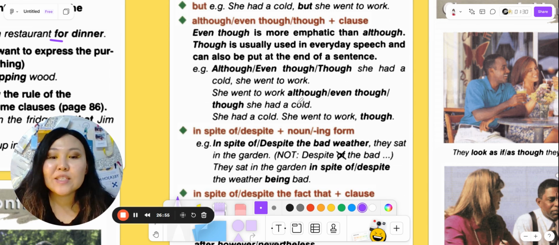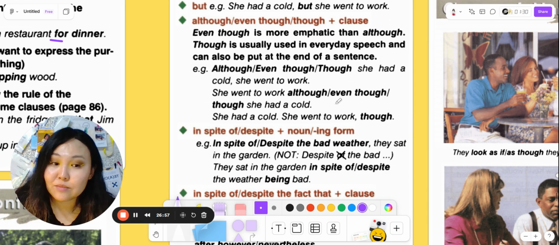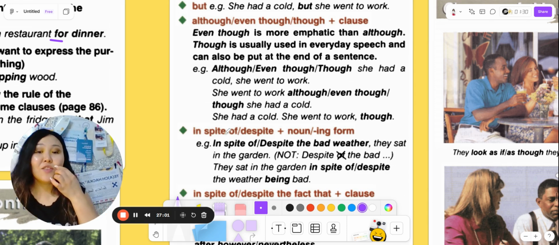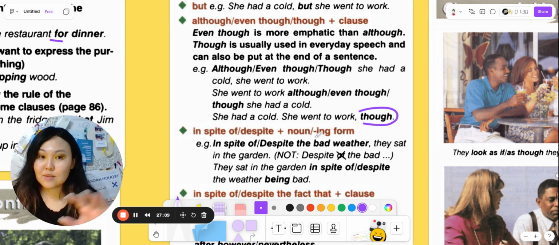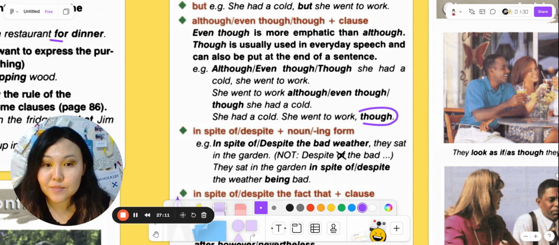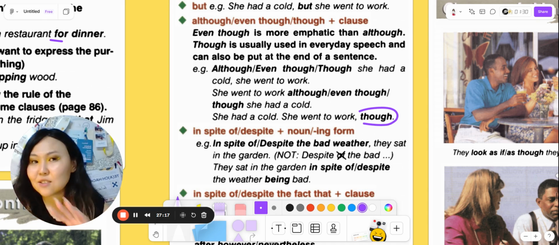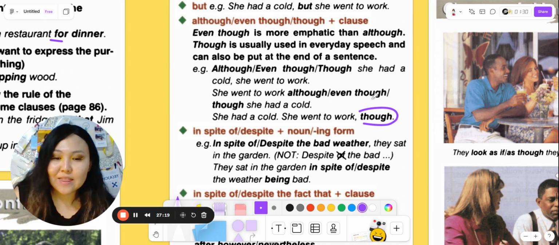Next one. She went to work although she had a cold, or she went to work even though she had a cold. She had a cold. She went to work though. Yeah, and we can put though at the end of the sentence, sorry. So she had a cold. She went to work though. Like anyways, she did it. She went to work.